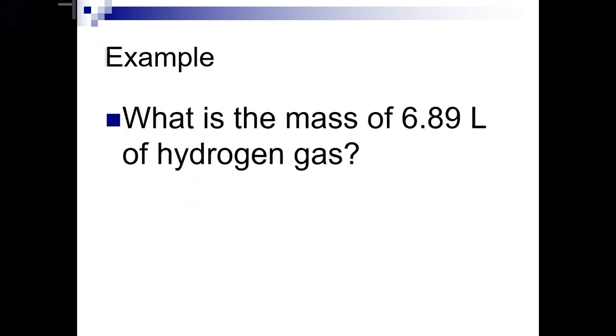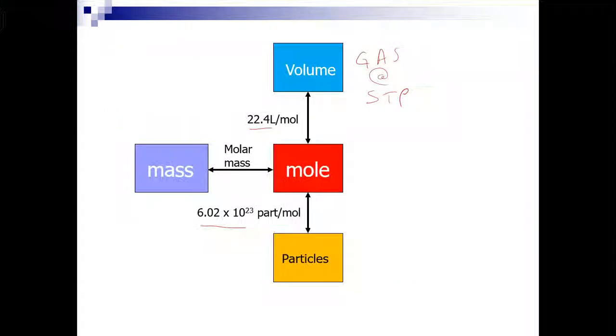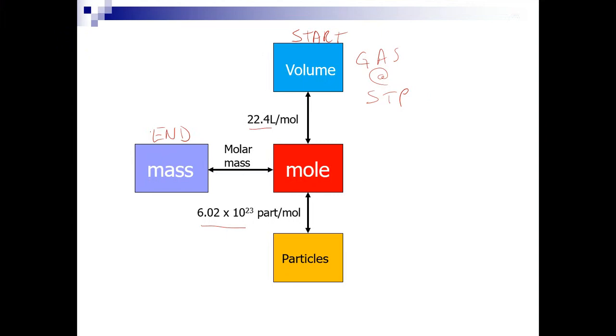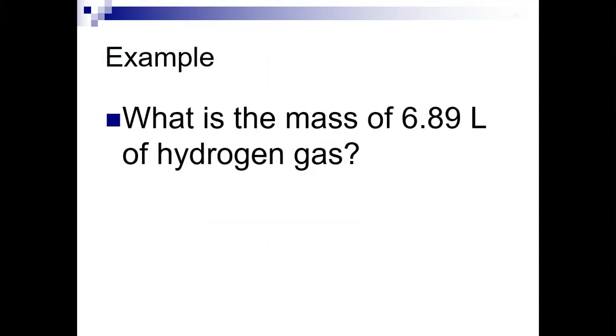Let's keep going crazy here. What if I want to know what the mass is of 6.89 liters of hydrogen gas? Now I'm incorporating the other part of this flow chart. I know the volume, so I'm going to start up here, but now I want to know the mass. Or is it the other way around? I actually forgot. Yeah, we went to mass. Okay, so we start with the volume. We go back to that flow chart.